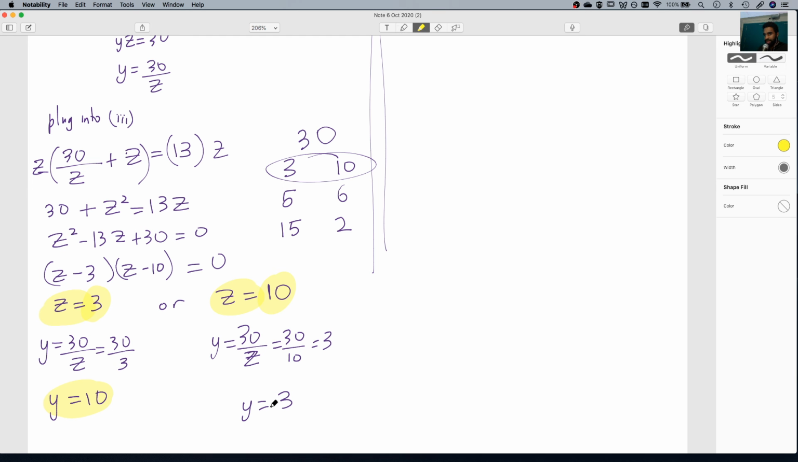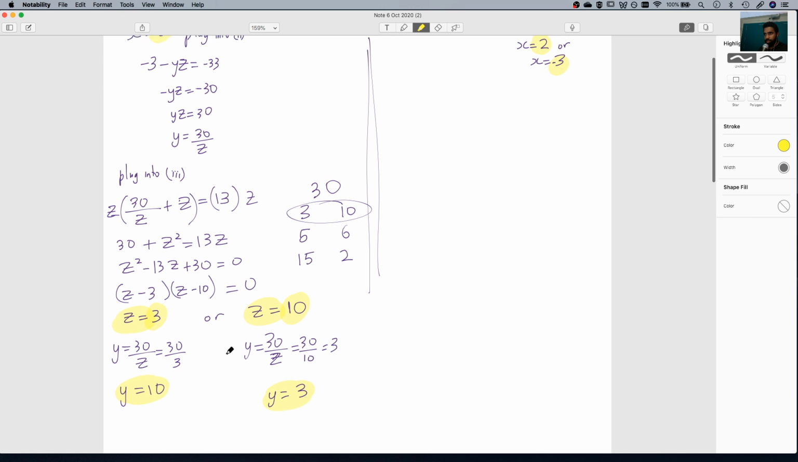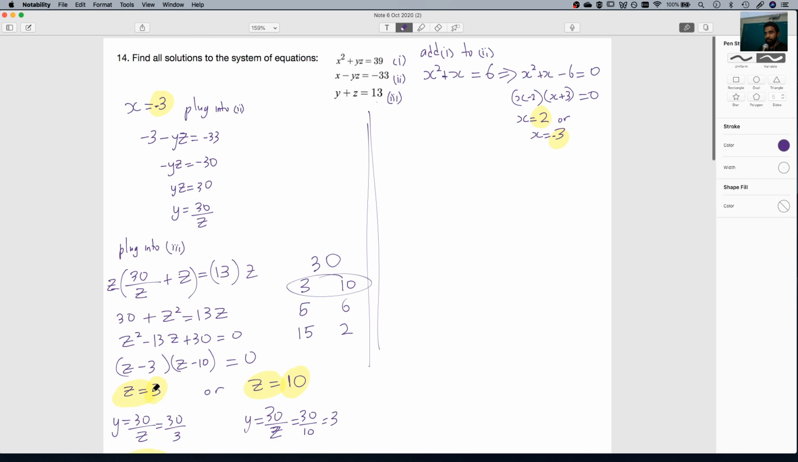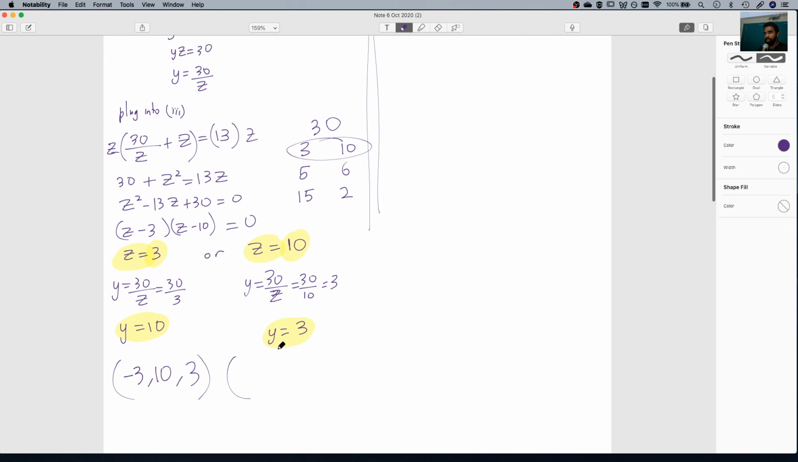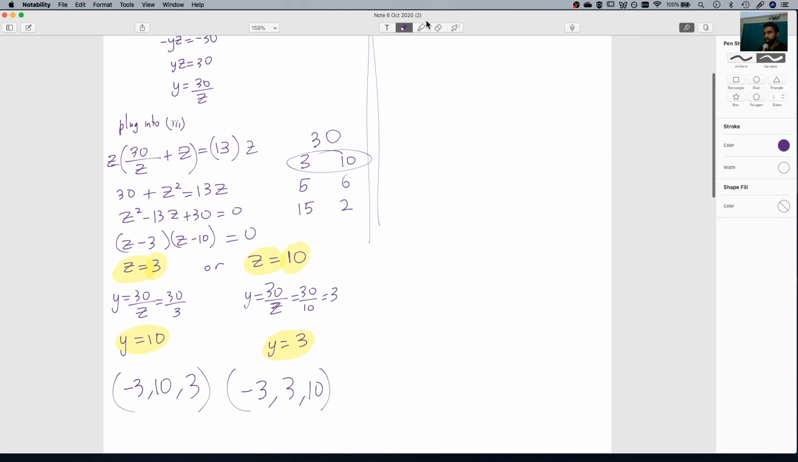Okay, and so let's highlight that. So then finally, let me make sure I know what I'm doing. Yes, I think we're still on the right track. So finally, our answers here in this universe would be, we have an x of minus 3, a y of 10, and a z of 3. That's one point. This other point, we have an x of minus 3 again, a y of 3, and a z of 10. Okay, so we have there our two solutions.